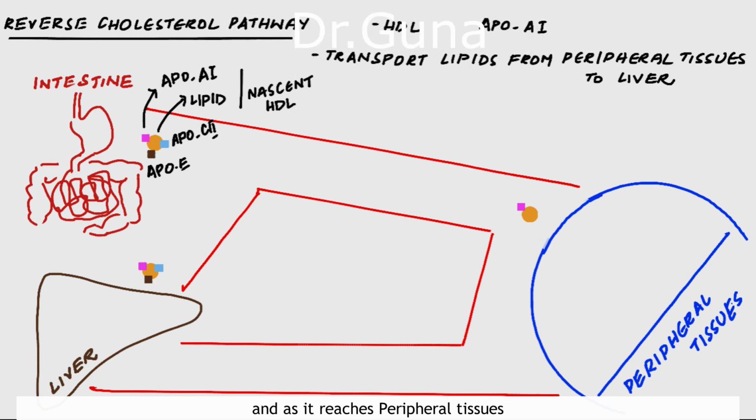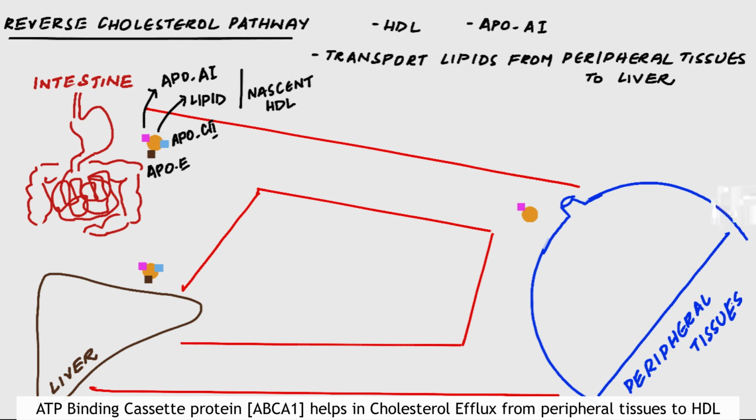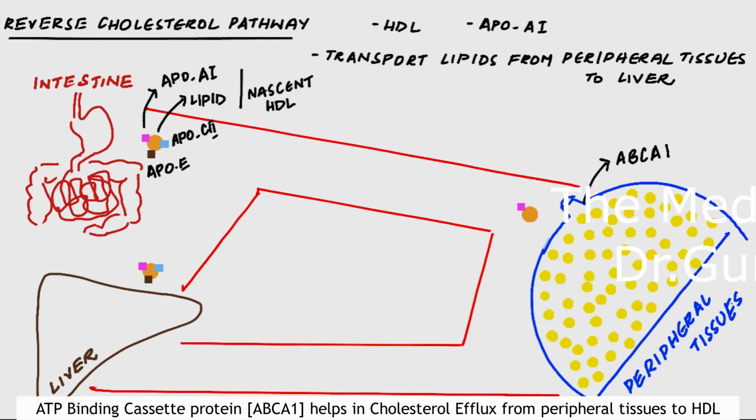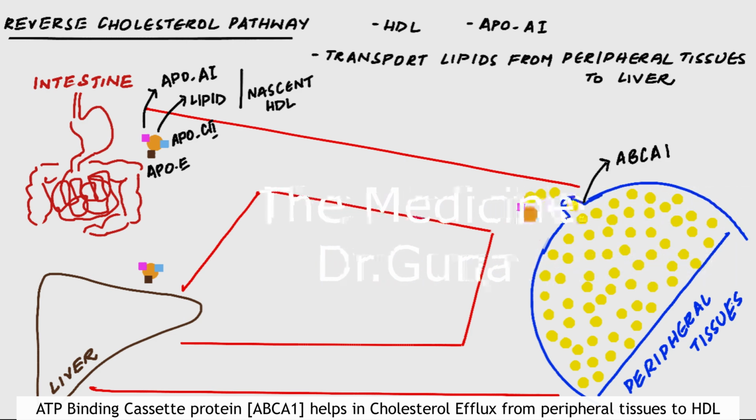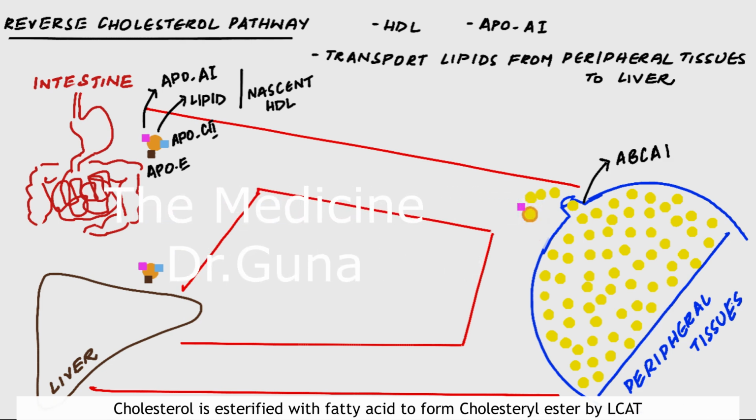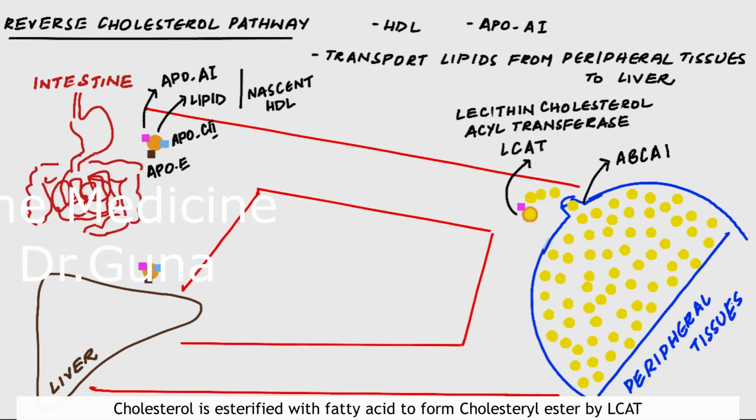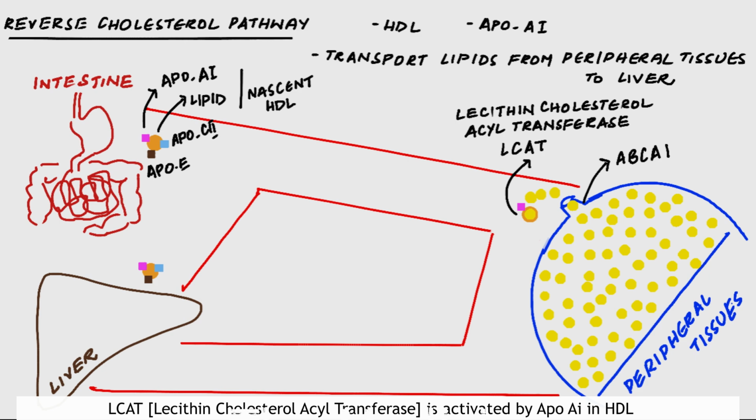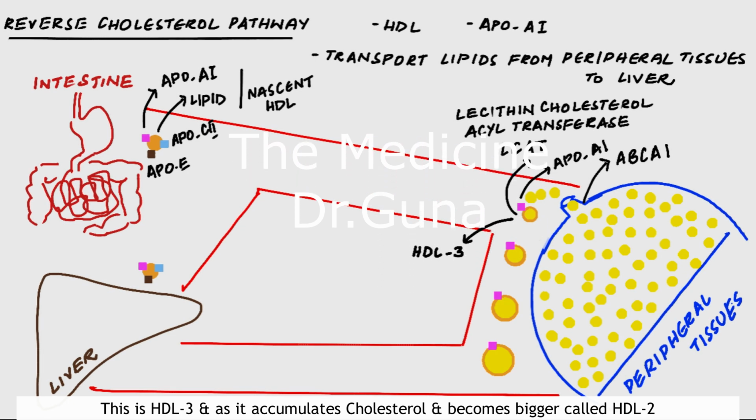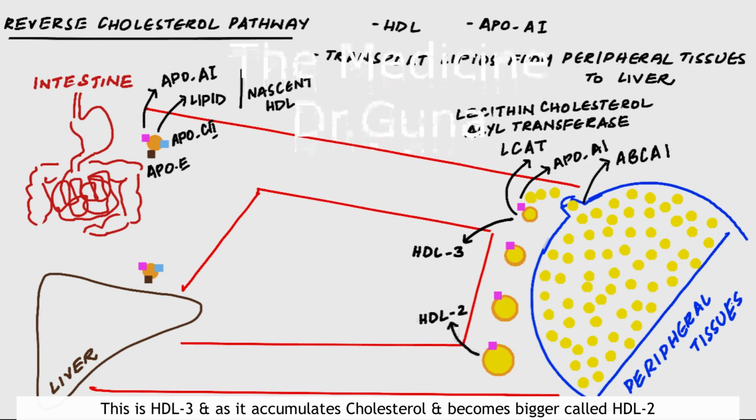As it reaches peripheral tissues, ATP binding cassette protein ABCA1 helps in cholesterol efflux from peripheral tissues to HDL. Cholesterol is esterified with fatty acid to form cholesterol ester by lecithin cholesterol acyltransferase, the LCAT. The LCAT is activated by ApoA1 in HDL. This is HDL3, and as it accumulates cholesterol, it becomes bigger HDL2.